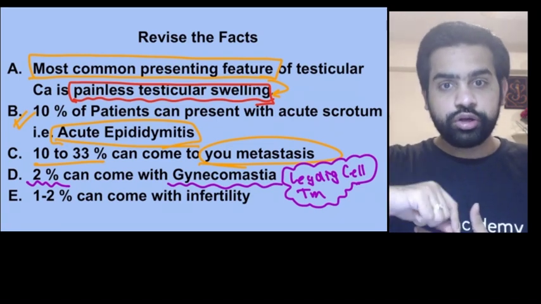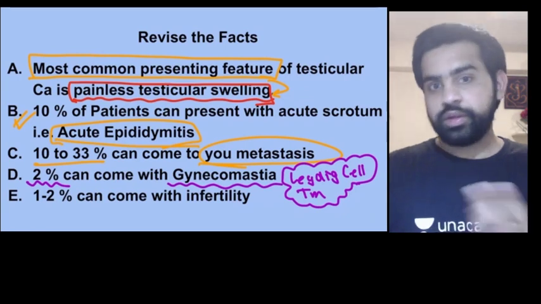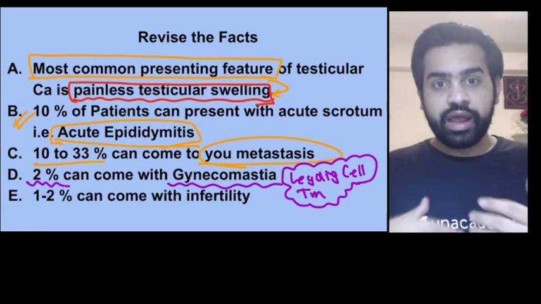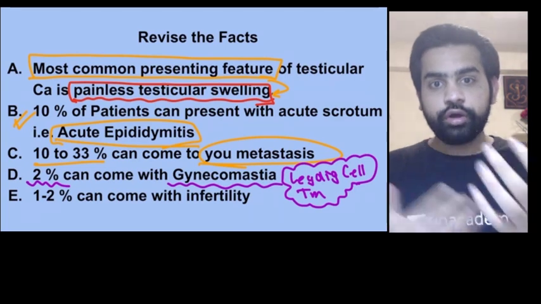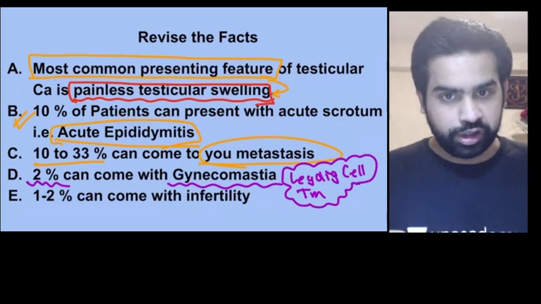This testosterone is going to get converted into estrogen via the enzyme aromatase. Okay, and because of this estrogen, we are going to get gynecomastia. I hope you are able to understand this particular thing.